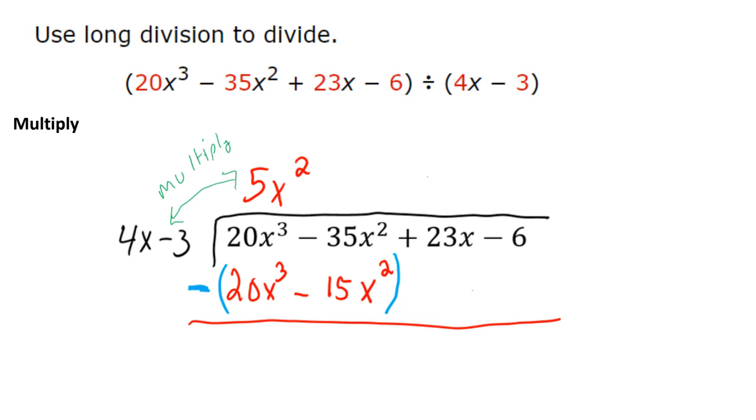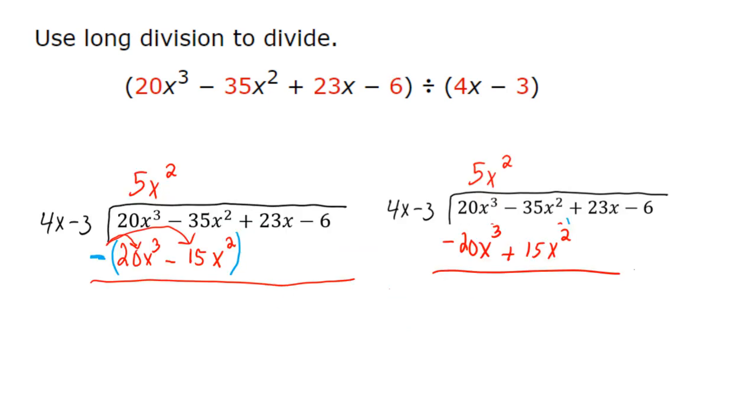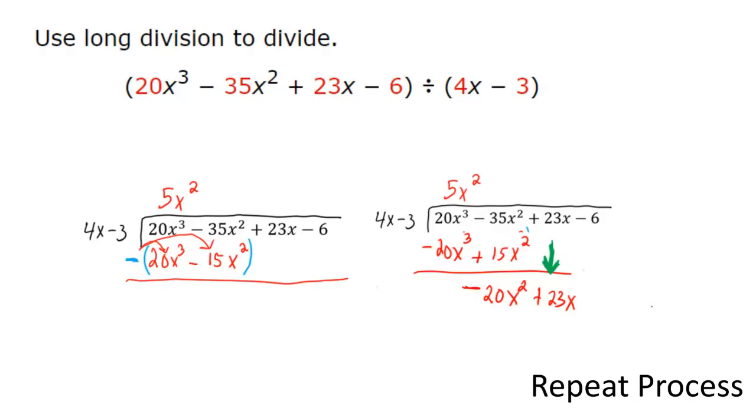And then 5x squared times negative 3 is negative 15x squared. Okay. So we need to subtract, but notice here that I put parentheses around my 20x cubed and my negative 15x squared because we're subtracting the entire thing. So I'm going to go ahead and distribute that negative in here. So we get negative 20x cubed plus 15x squared. And so now we're just going to add them together.